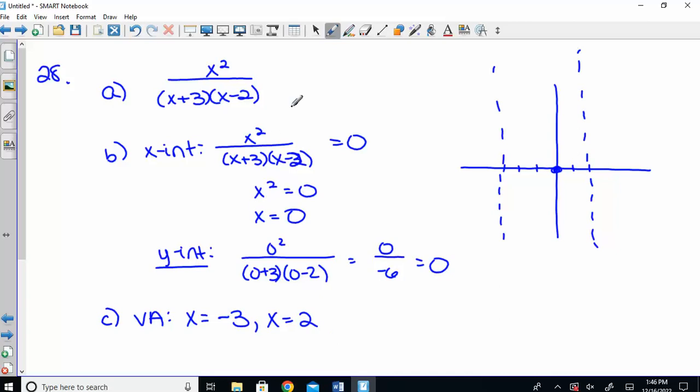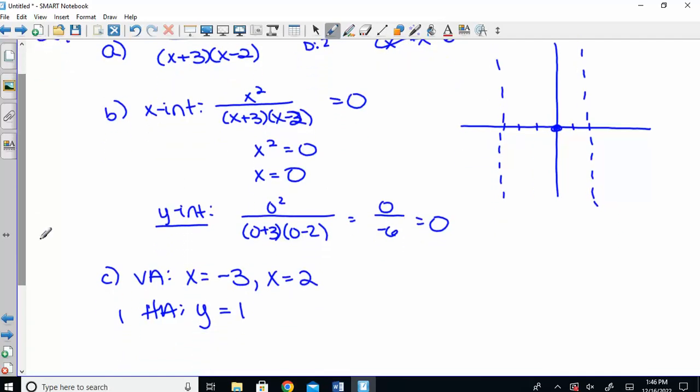Alright, and then we have to decide horizontal or oblique. So what's the degree of the top? 2. What's the degree of the bottom? 2. So that's horizontal. If they have the same degree, you divide leading coefficients. So the original one, you had x squared over x squared plus x minus 6. So x squared over x squared, 1 over 1 is just y equals 1. Asymptotes are lines, so I expect equations. Vertical or x equals, everything else is y equals. So we have a horizontal line at 1.